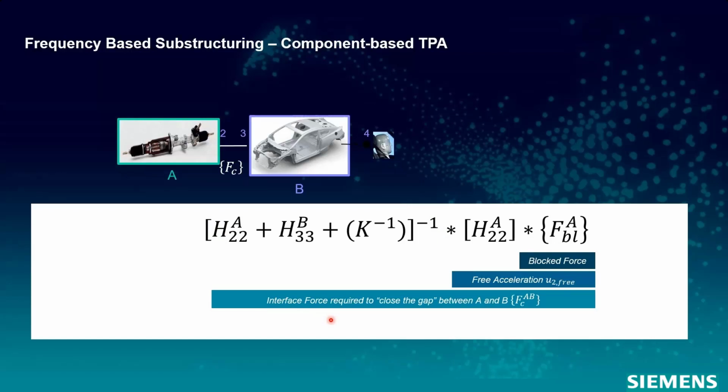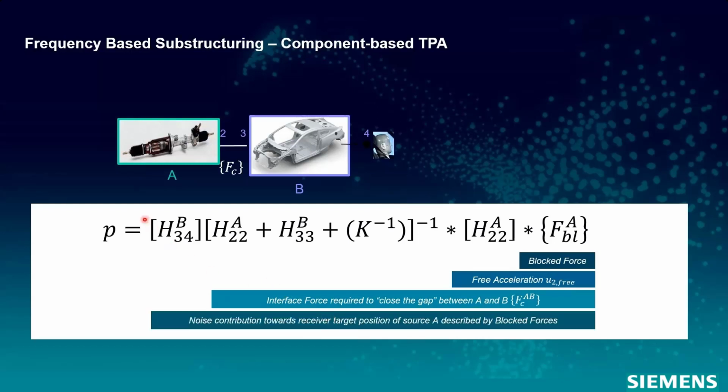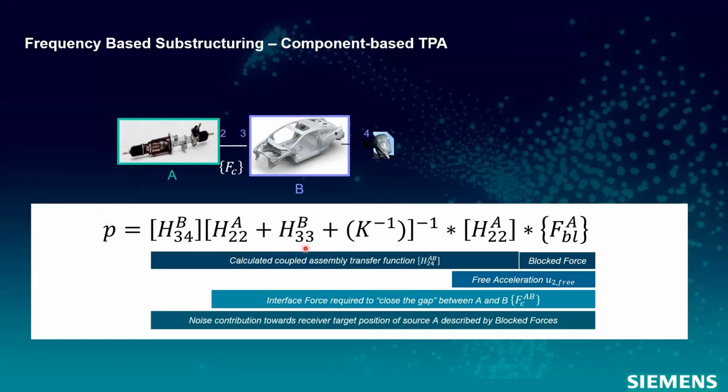Now we have the interface force predicted from our blocked force, and then we can combine it with the transfer function of the receiver, just as in classical TPA, to get the noise contribution from our source towards the interior. And essentially what we calculated here is the coupled assembled transfer function.